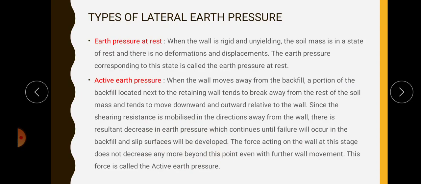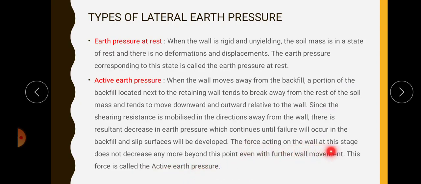That is, in the case of active earth pressure, the wall is moving away from the backfill soil. So when this situation continues, what happens? The failure of the soil mass will occur and a slip surface will be developed. The force acting on the wall at this stage does not decrease any more beyond this point. So at this failure condition, this is the minimum force. Beyond this there will not be any decrease in the force, and that force is known as active earth pressure.